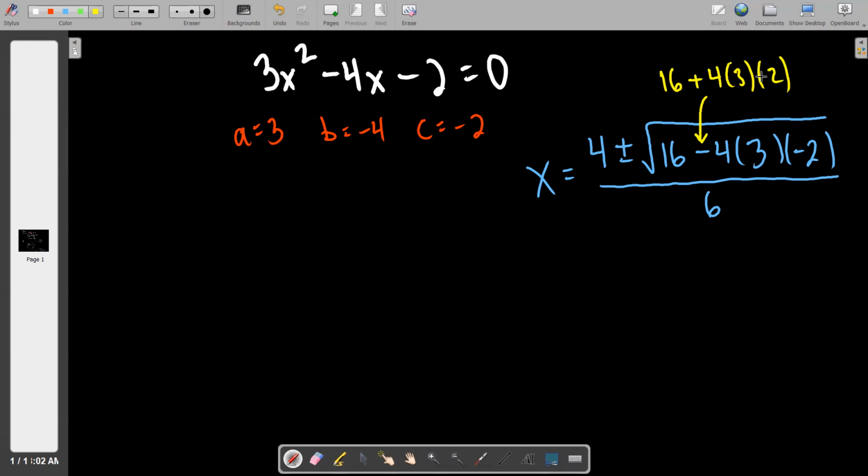Plain and simple. Now we got to do a little bit of kitty math here. You don't need a calculator for this part. What's 4 times 3 times 2? 24. So what the yellow stuff actually equals up there is 16 plus 24, which is what? 40. So my new and improved version of my answer is 4 plus or minus the square root of 40 all over 6.